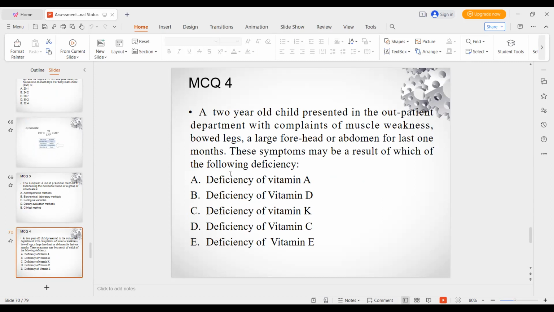MCQ number 4, a 2-year-old child presented in the outpatient department with complaint of muscle weakness, bowed legs, a large forehead, and abdomen for last 1 month. These symptoms may be a result of which of the following deficiency: vitamin A deficiency, vitamin D deficiency, vitamin K deficiency, vitamin C deficiency, and vitamin E deficiency. It's B, vitamin D deficiency.